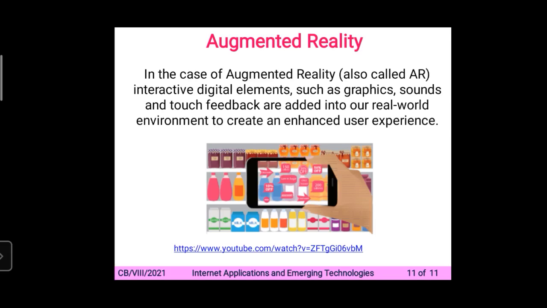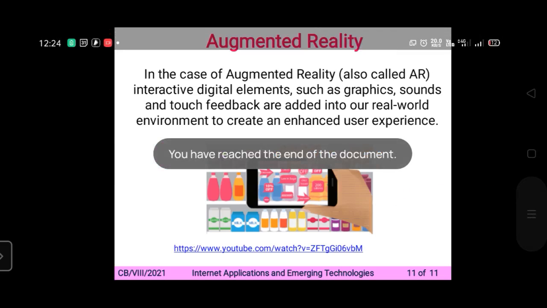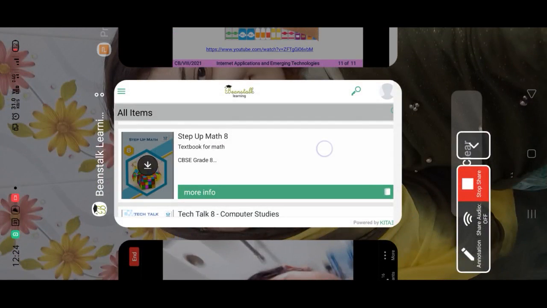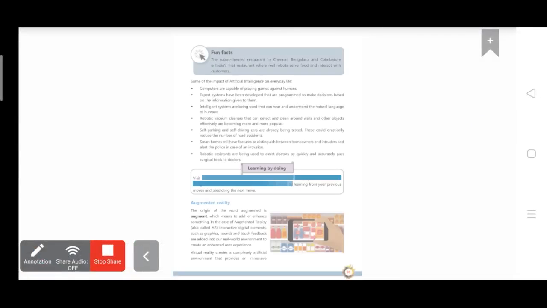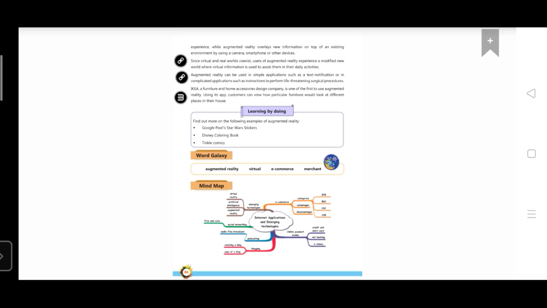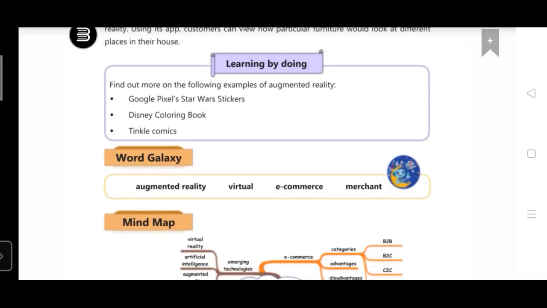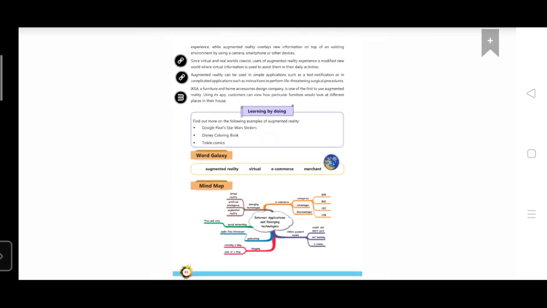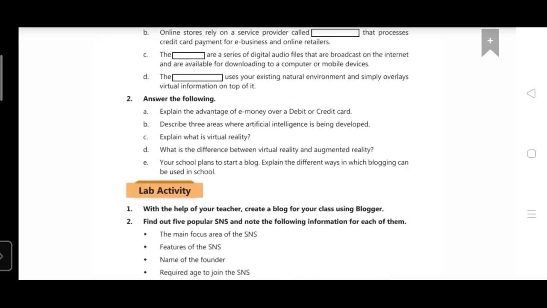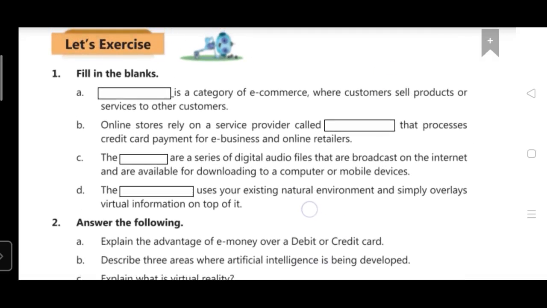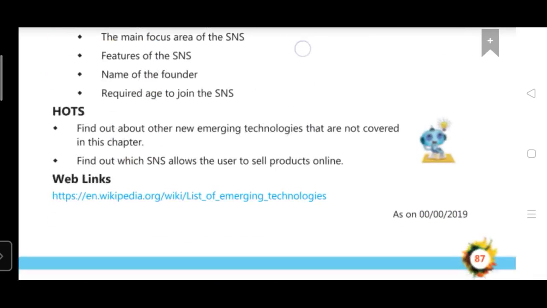Now, I request everyone, please open your textbook. On textbook page number 86, there is one task given to you. You have to search for augmented reality, Google Pixel, Star Wars stickers, Disney coloring book, and Tinkle comics on Google. You have to search for that and view it. Now we are going to solve the exercise. Everyone, please open page number 87.